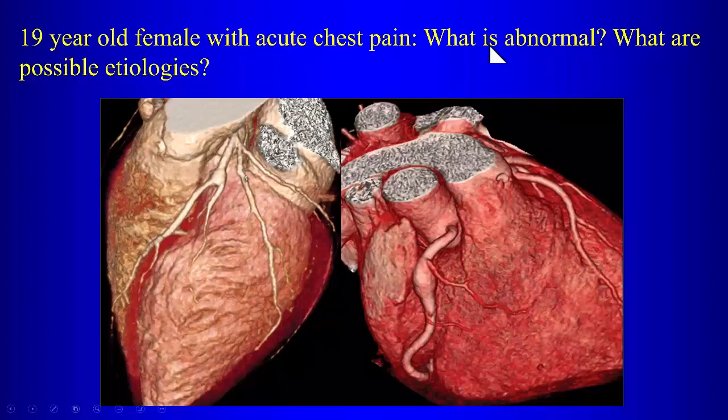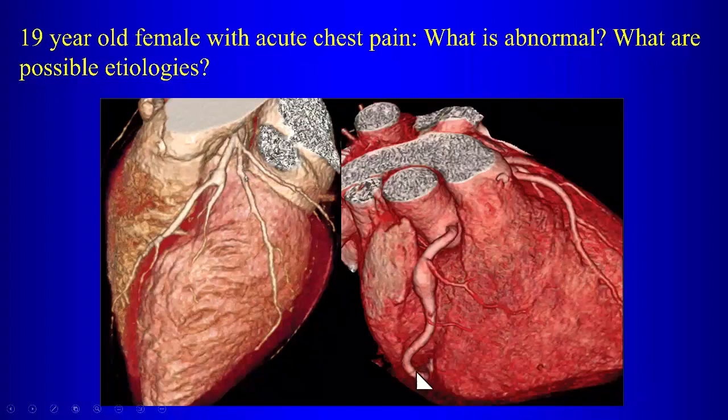Okay. All right. So this case here, we have a 19-year-old woman with chest pain. What do we think is abnormal here? Well, let's look at some of the vessels here. So this guy here is what? What's that vessel? That's the left main. This guy, LAD. This guy here, Circ. This guy, Intermediate. Right, that's the ramus intermedius.